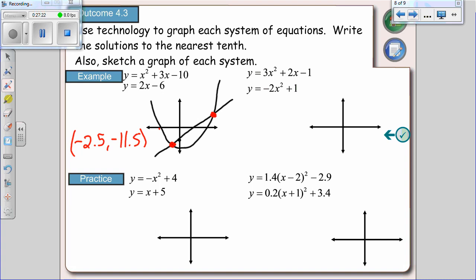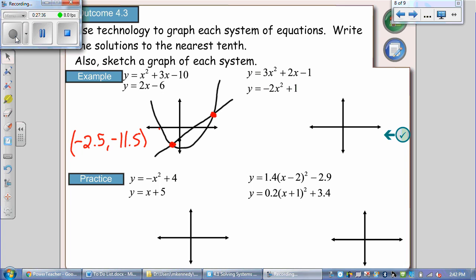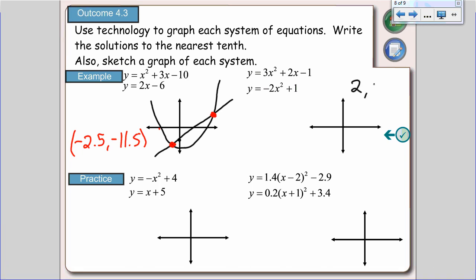Are you comfortable to try to do the next three on your own? Write the next three on your own. Write down the answer. So, for the second graph, this one up here, what's your answer? I got 2 and 1. I got 0.39 and 0.2.